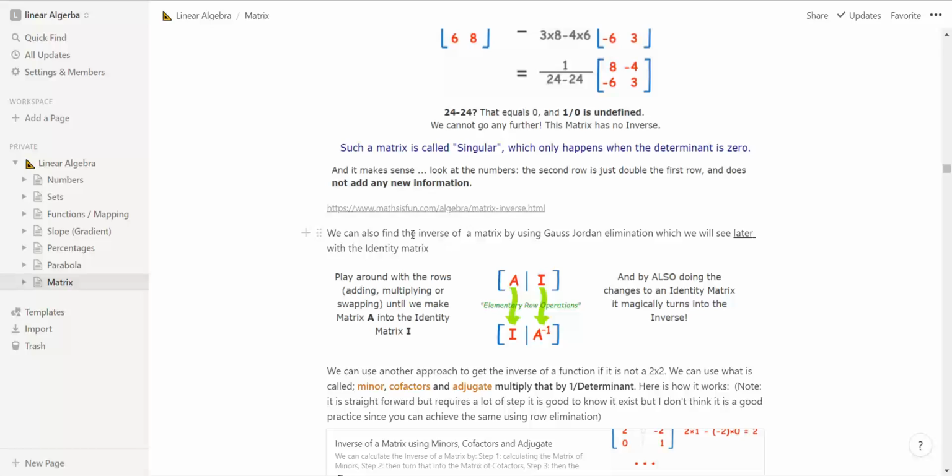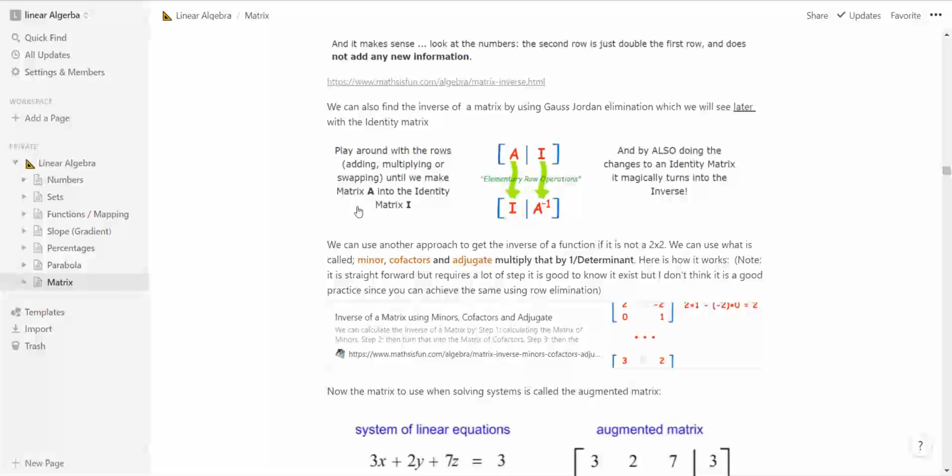There's another approach to find the inverse of a matrix using Gauss elimination. We can also use another approach to get the inverse if it's not a 2 by 2. We can use what is called the minor cofactor and adjugate, and multiply that by 1 over the determinant. It's not as straightforward, and it requires a lot of steps.